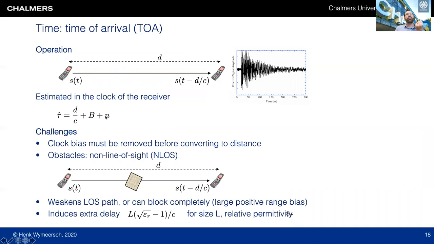Because the transmitter and receiver do not need to be synchronized. So what you estimate when you estimate time of arrival is actually the distance over the speed of light plus your own clock bias plus noise. So you need to solve for this clock bias too.